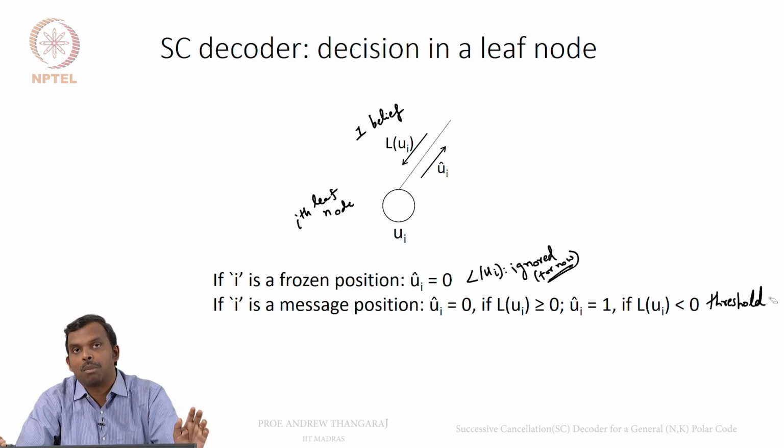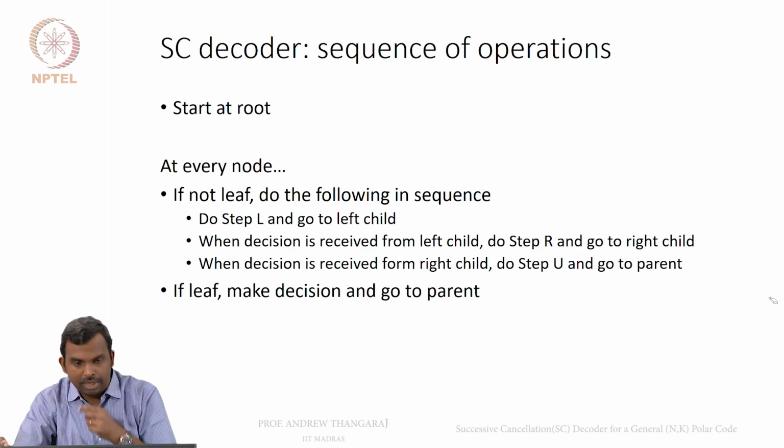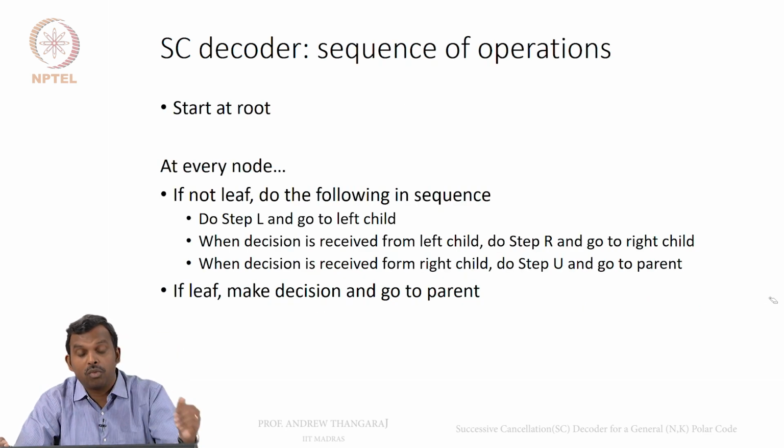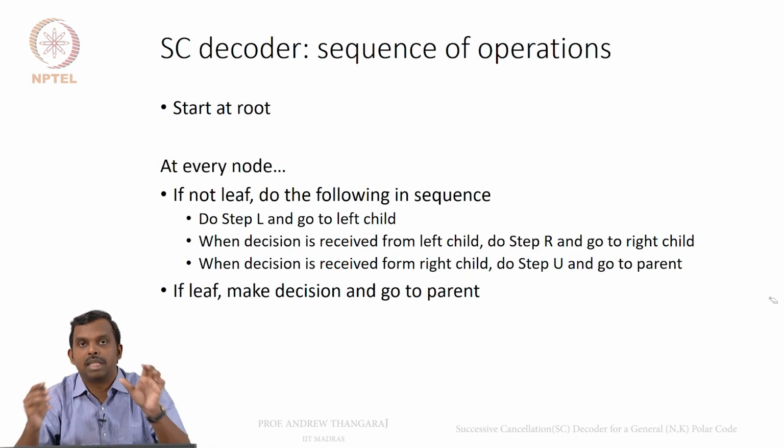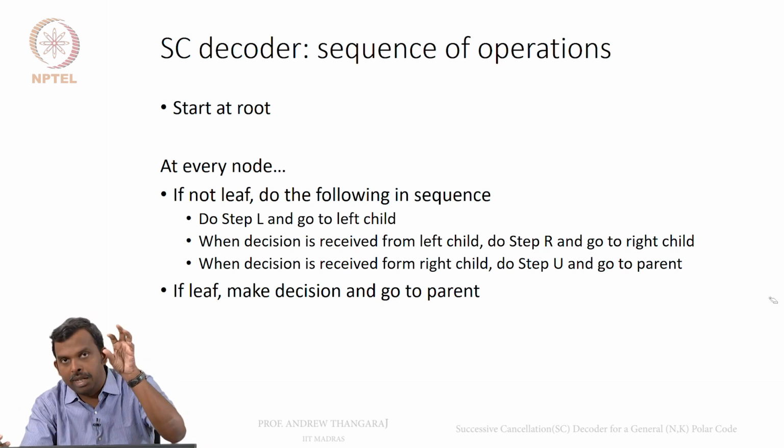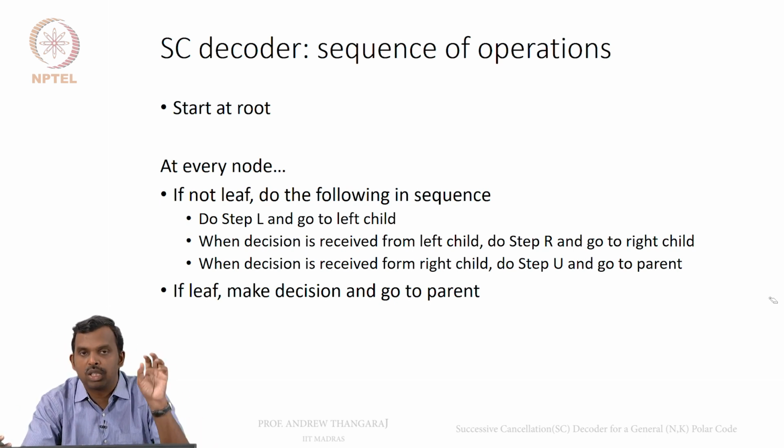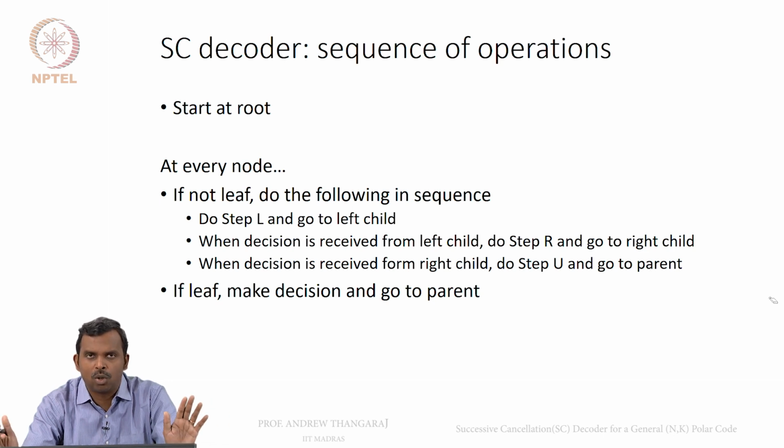So we've seen now what happens in the interior node and in the leaf node, and now it's just an easy process to put everything together and get the overall decoder. I'm going to describe the steps in the decoder. The decoder works in a certain sequence. You remember there's a binary tree, there's always a root. The main top node is called the root. So you start at the root, and at every node you do the following steps. The steps are always the same.